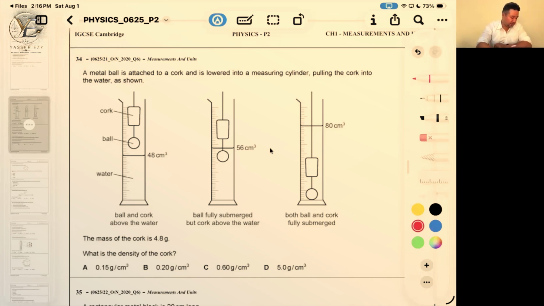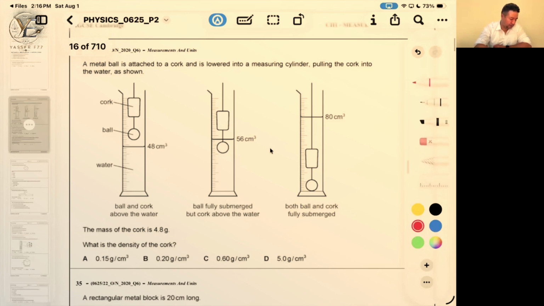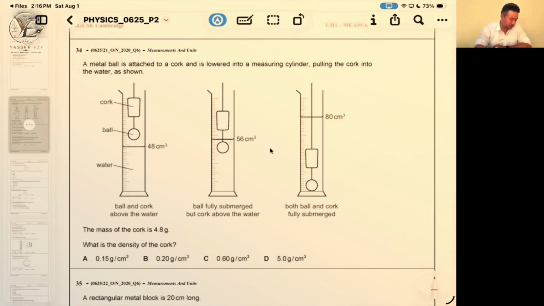Bismillah. The first question we have here today: a metal ball is attached to a cork and is lowered into a measuring cylinder, pulling the cork into the water as shown, with the ball and the cork above the water, and the volume is 48 cm³. This is the volume of the liquid only, the volume of the water we have. Ball fully submerged, but cork above the water, and the new volume is 56 cm³. Both ball and the cork fully submerged right now, and the total volume is 80 cm³.